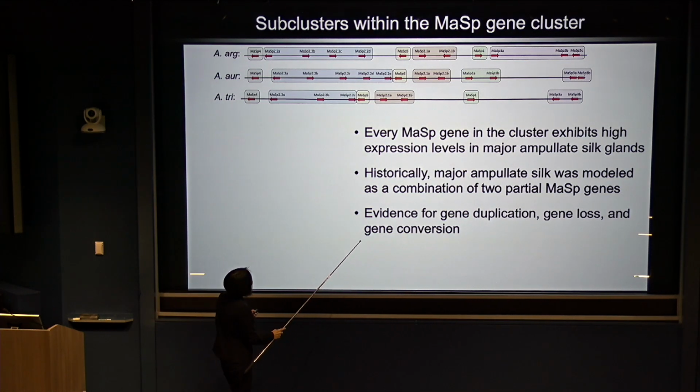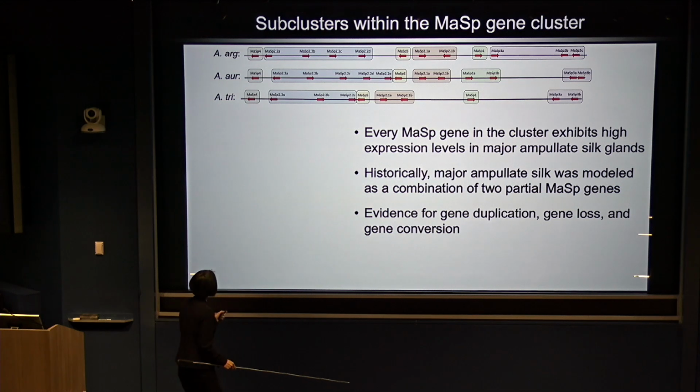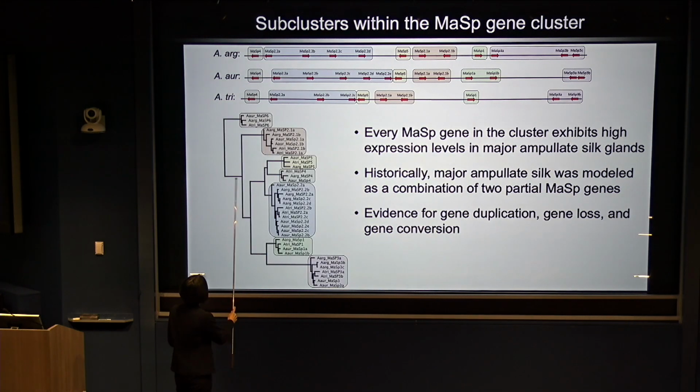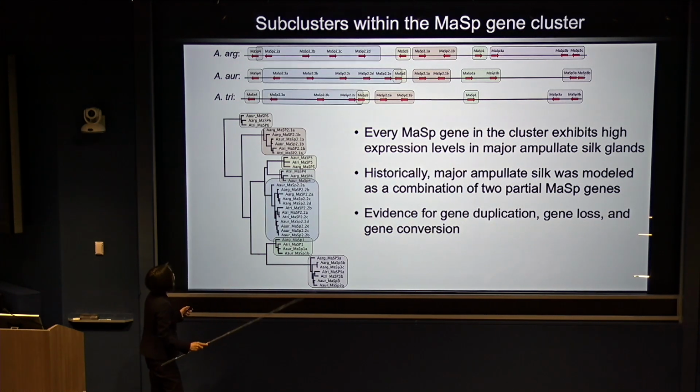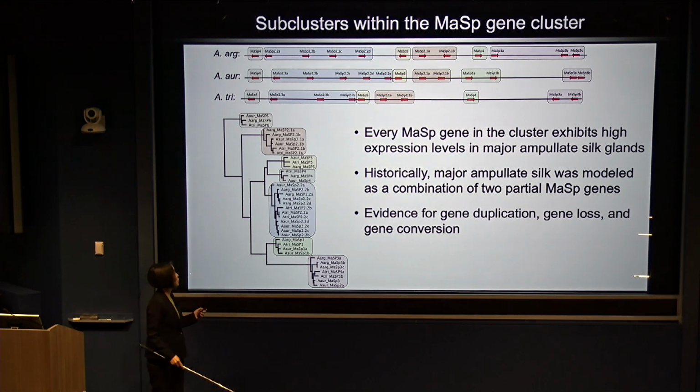And we have evidence for gene duplication, gene loss, and gene conversion. Let me show you how I see that. This is a gene tree made from the terminal regions of all the major ampulate spidroins in this genomic cluster from these three species. Just quickly walking you through it, there's this MASP4 group here, where all the arrows are pointing to the left. There's a very large MASP2.2 grouping here, this yellowish MASP5 group here, this orangey MASP2.1, this green MASP1, and the purple MASP3 is here.